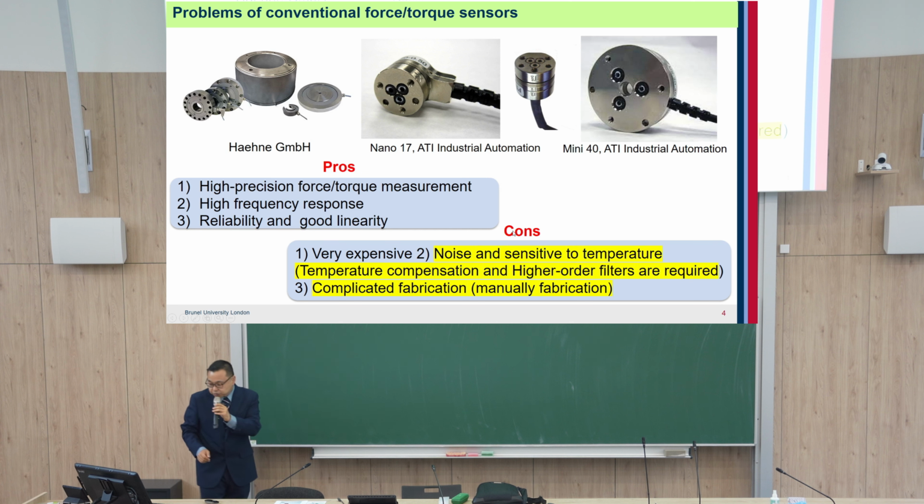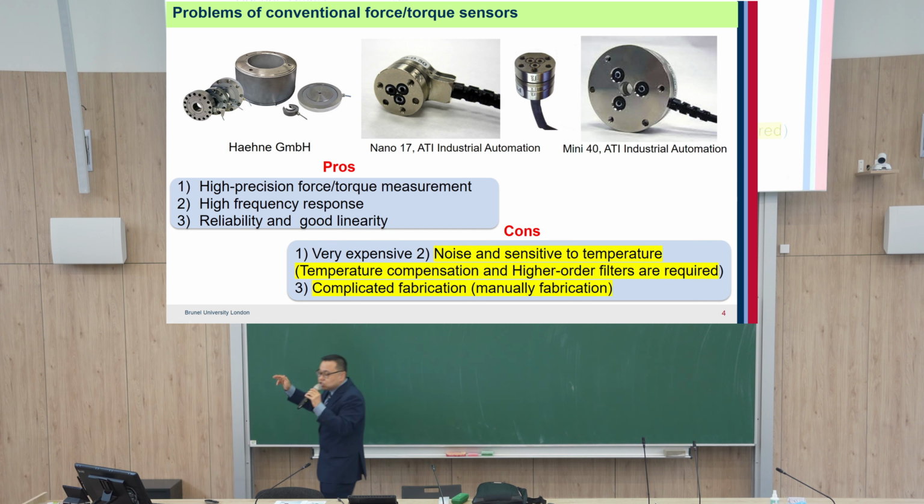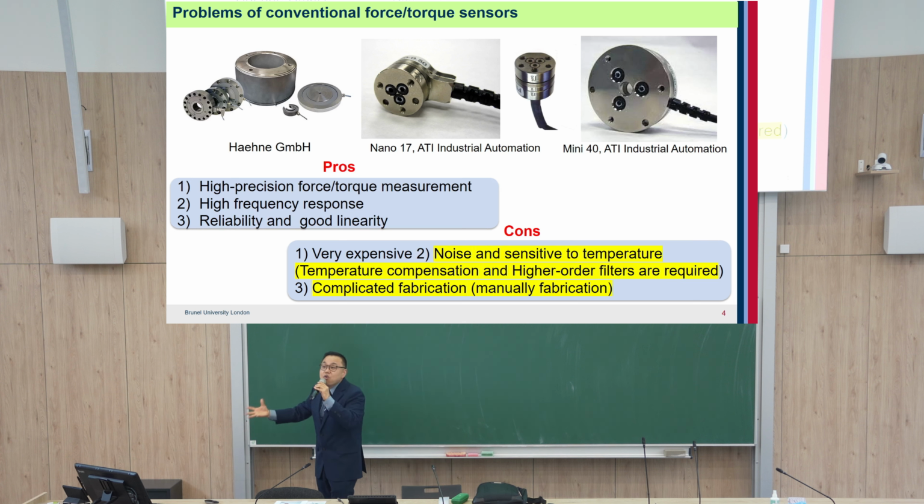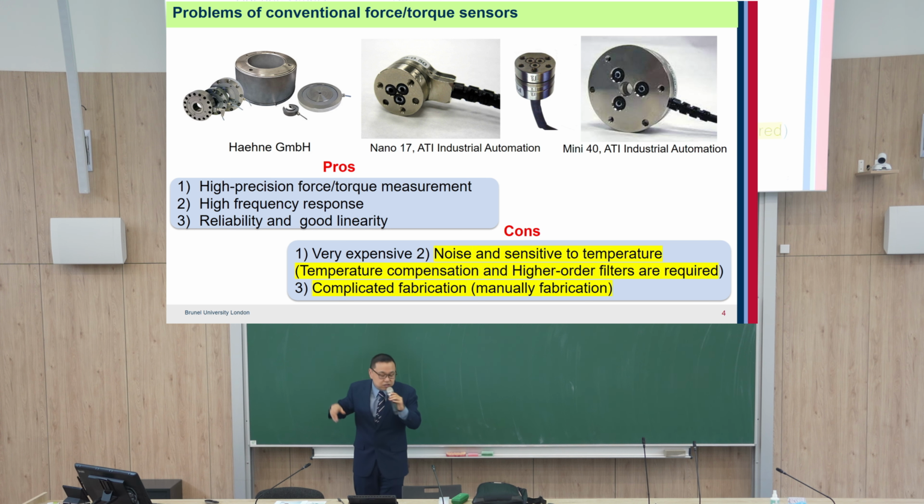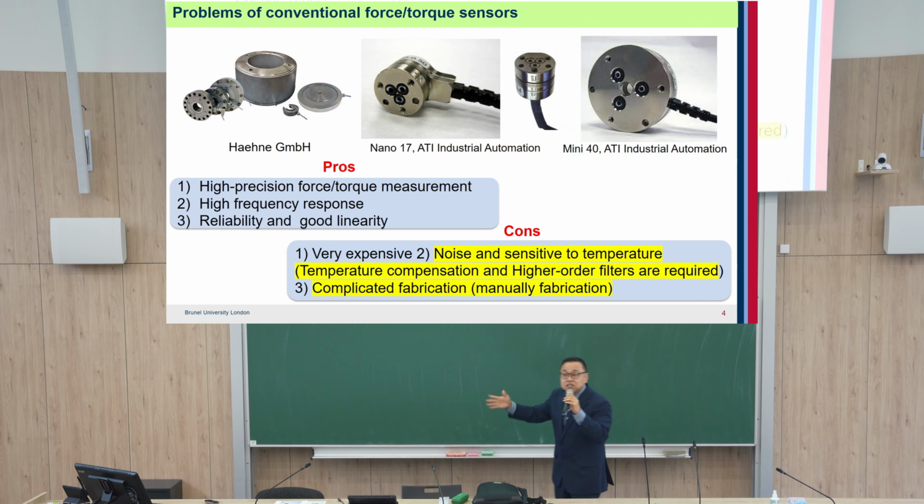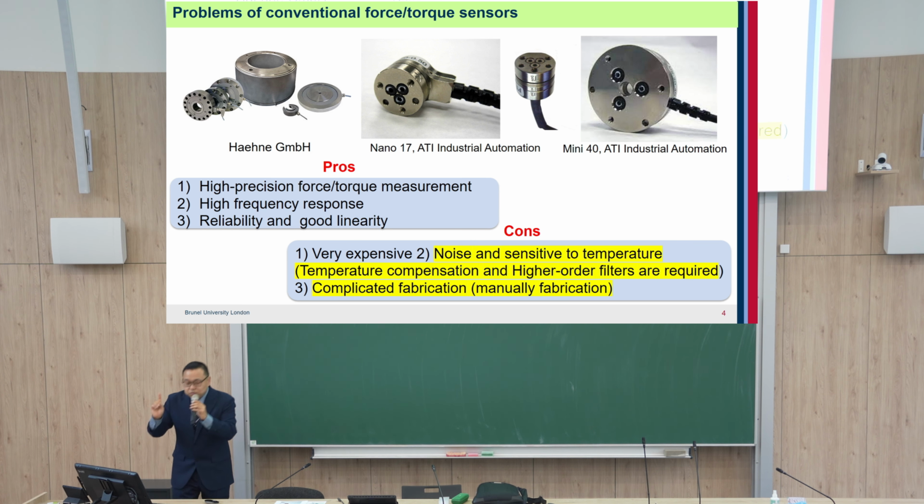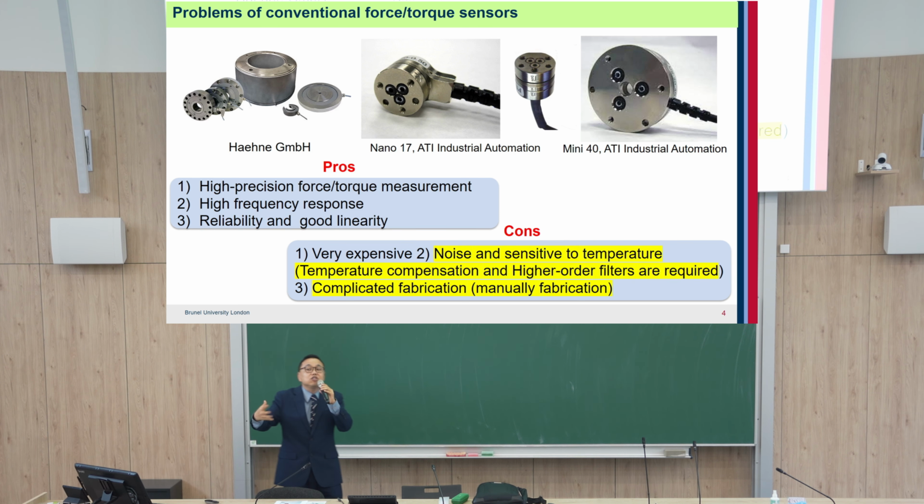But the cons, the demerits: very expensive, noisy, and sensitive to temperature. The meaning is that if you use this sensor in a very cold location and then in a very warm country, the sensor value changes slightly. But most sensors are sensitive to temperature. Not only the strain gauge, other sensors also have this temperature issue, so this is not really a big issue. The biggest problem is that it's really hard to fabricate.